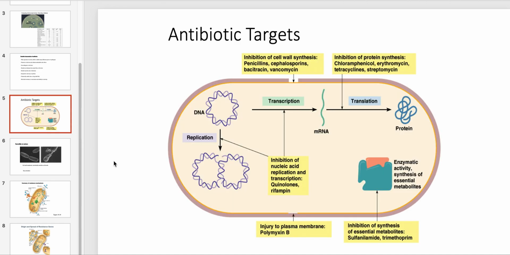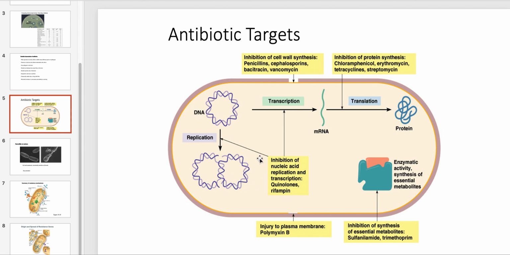So some of the antibiotic targets. Now, lots of drugs interfere with replication of DNA, and these include quinolones and rifampin type drugs that will interfere with DNA gyrase or polymerase that would facilitate replication of DNA.